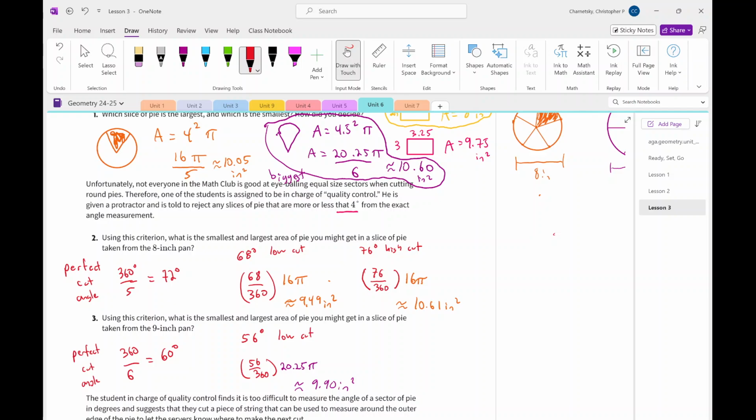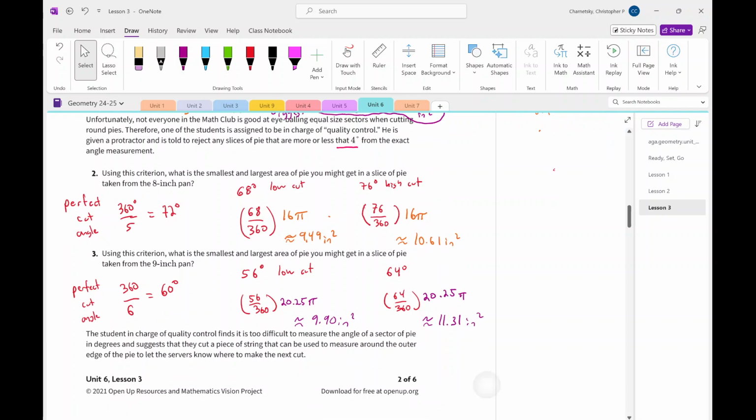Our higher possibility would be 64 degrees. So we'll go ahead and try that one. 64 out of 360 times the area of the whole pie. And we're getting approximately 11.31 square inches. Okay. All right.